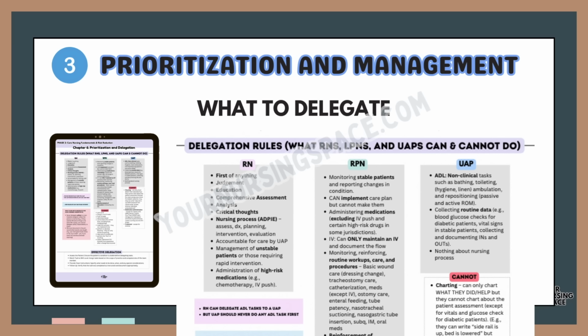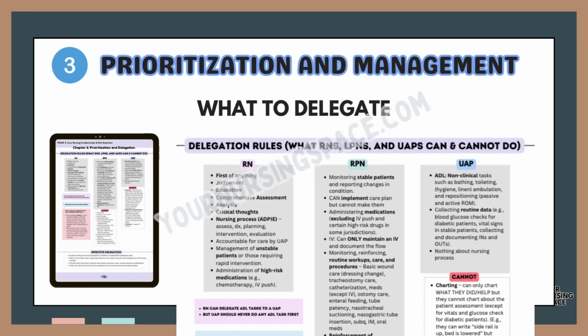and UAPs, each with specific roles. Registered nurses handle unstable patients, perform initial assessments, give IV meds like blood transfusions, and provide new patient education. LPNs care for stable patients with predictable conditions, administer most oral meds but not IV pushes, and reinforce teaching after the RN starts it. UAPs focus on basic care like bathing, feeding, and taking vitals on stable patients. A simple trick is this: RNs think, LPNs do, and UAPs help. So keep that in mind.